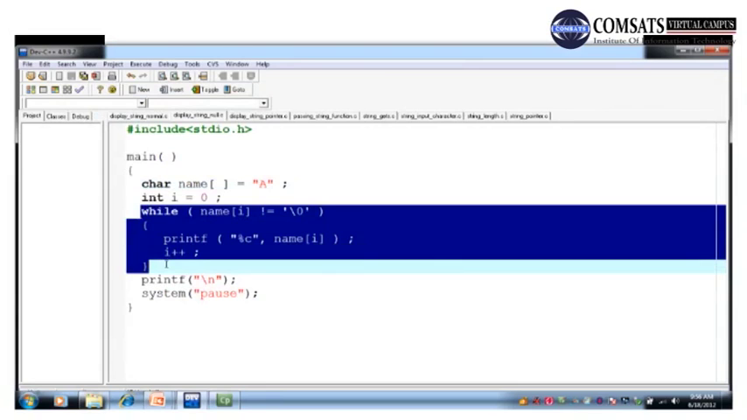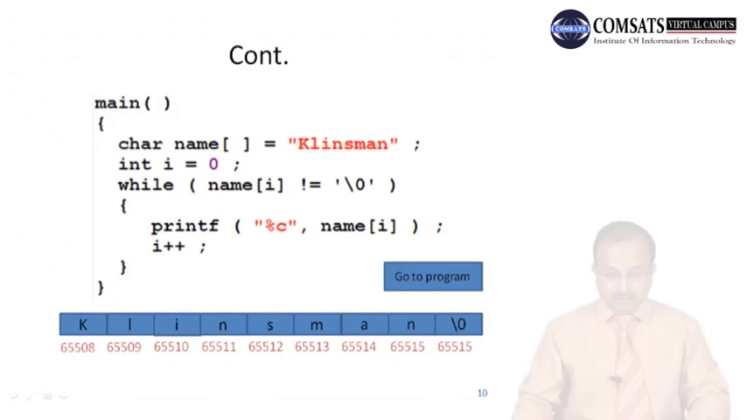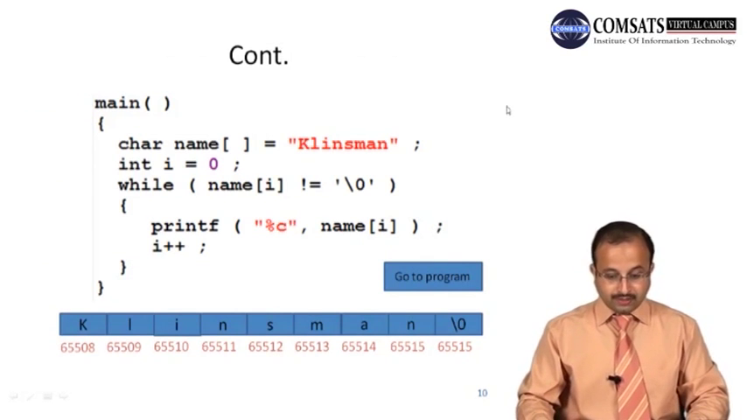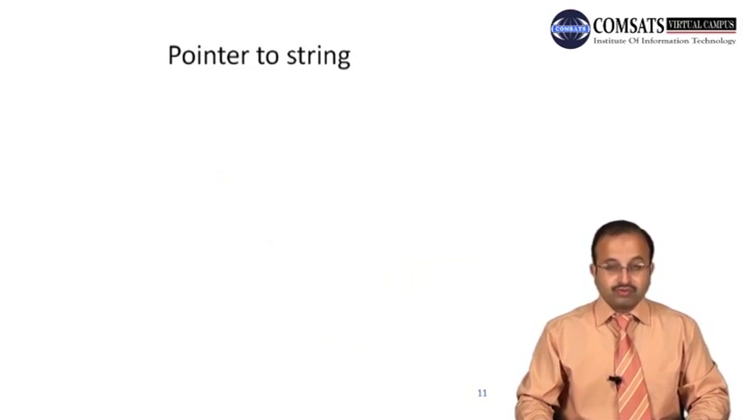You cannot use the same strategy to display the content of an integer array or floating point array, because an integer array or float array does not terminate at a null character. There is no terminating character in the integer array or in the floating array. Okay, let's go back to the slide. Now, pointer to string.